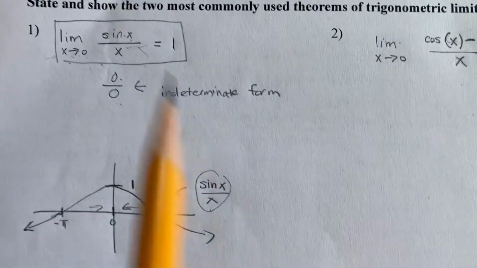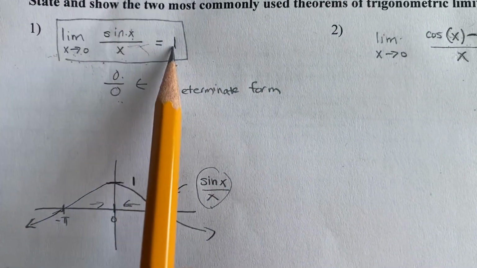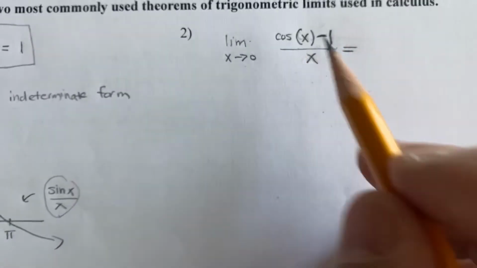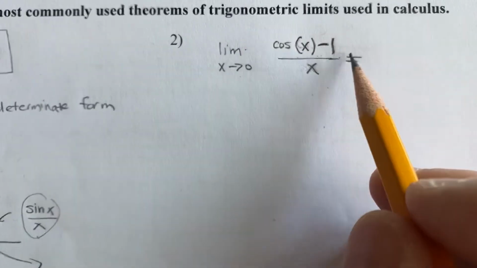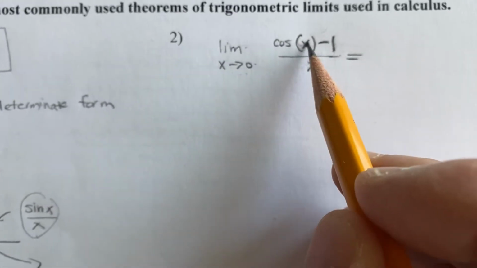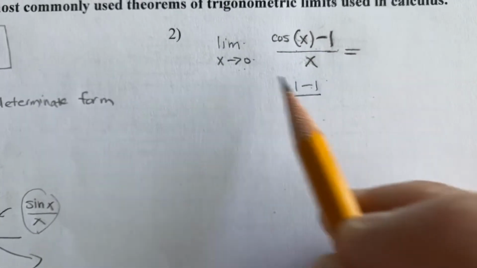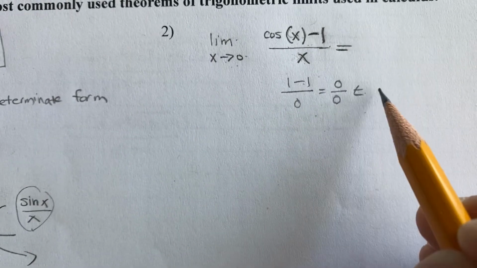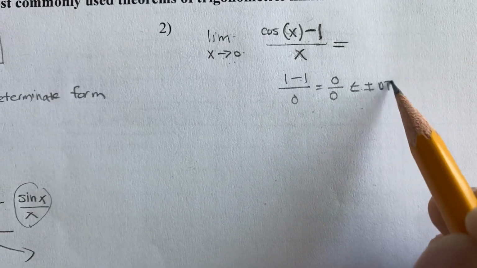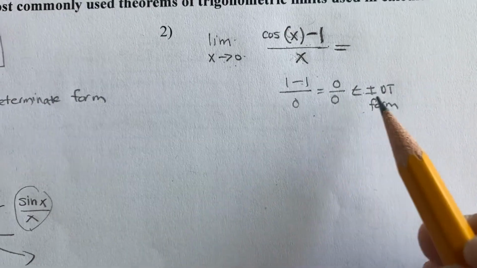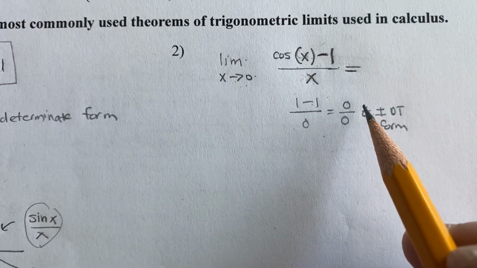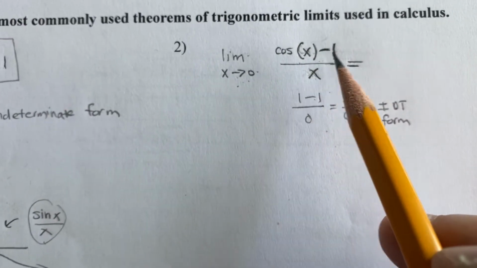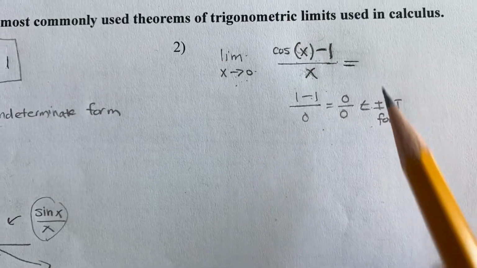Now that we know that the limit as x approaches 0 of sine x over x is equal to 1, we can figure out what this limit is just by performing algebra here. But before we do that, always try direct substitution. If you plug in 0, cosine of 0 is 1. And then if you plug in 0 over here, you're going to get indeterminate form again. I'm just going to abbreviate it IDT form. And again, what that tells you is that you're not going to be able to use direct substitution, but there is going to be an actual answer to this problem.